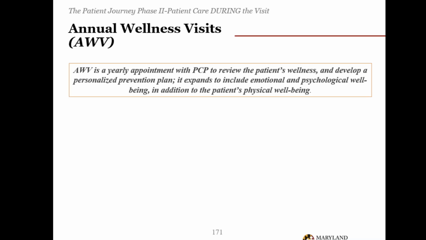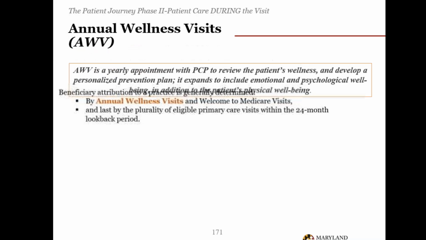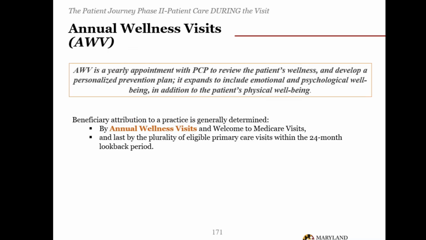But also the AWVs are one of the criteria that is used to assign or attribute patients to practices. And just also to put that in here is also by the plurality of eligible primary care visits. So who has the patient seen the most in the past 24 months? So it's a combination thereof of those things that CMS looks at to actually attribute the patient to your practice.